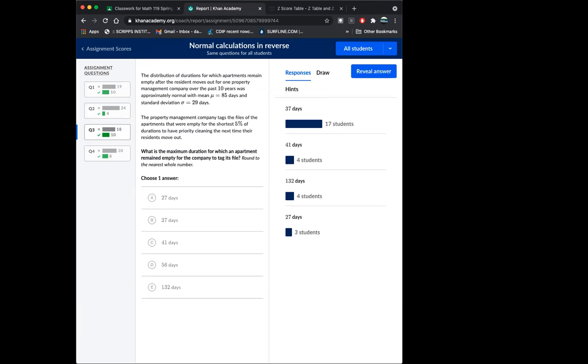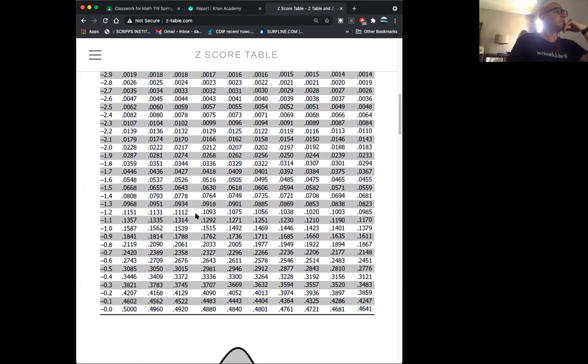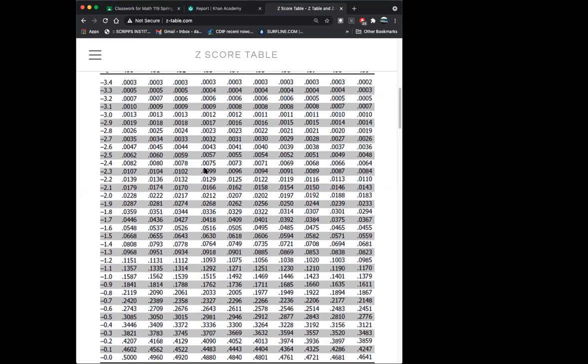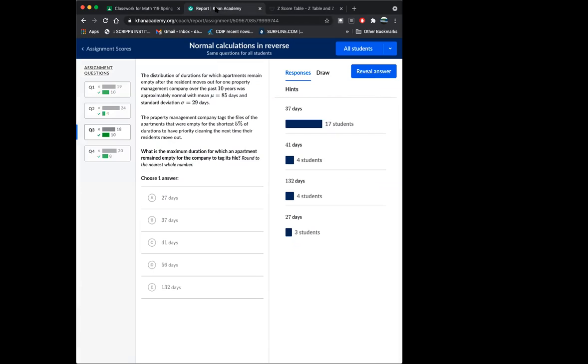So the probability 0.05, the one that we are given, is closest to 0.0495, which corresponds to the Z-score of Z being less than negative 1.65. So substituting that in the equation Z equals X minus the average over the standard deviation, it gives the answer of around 37.